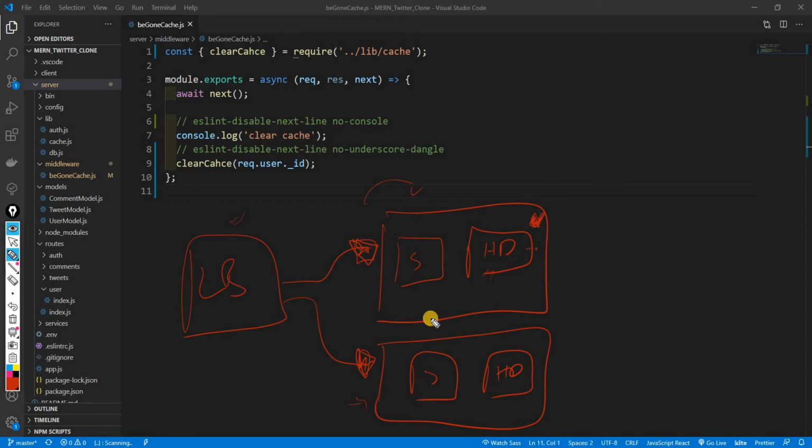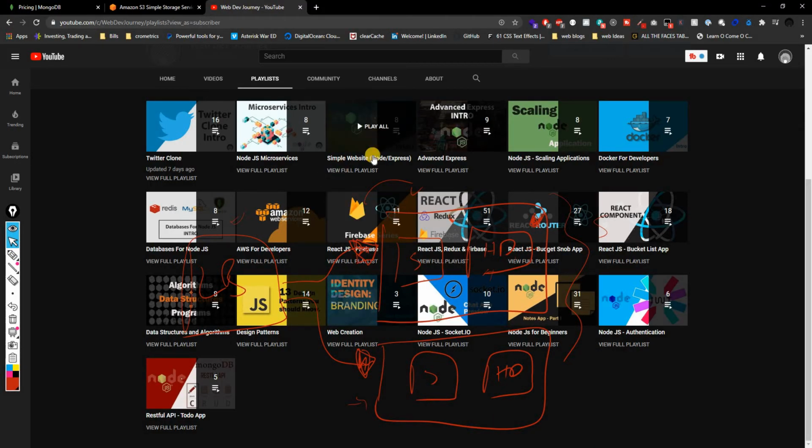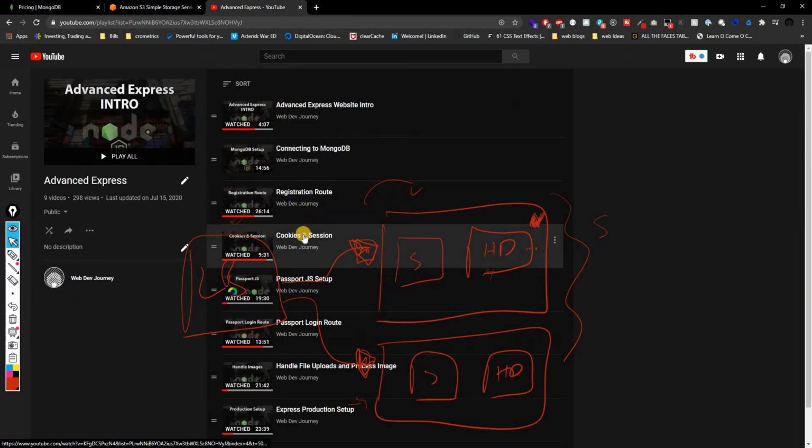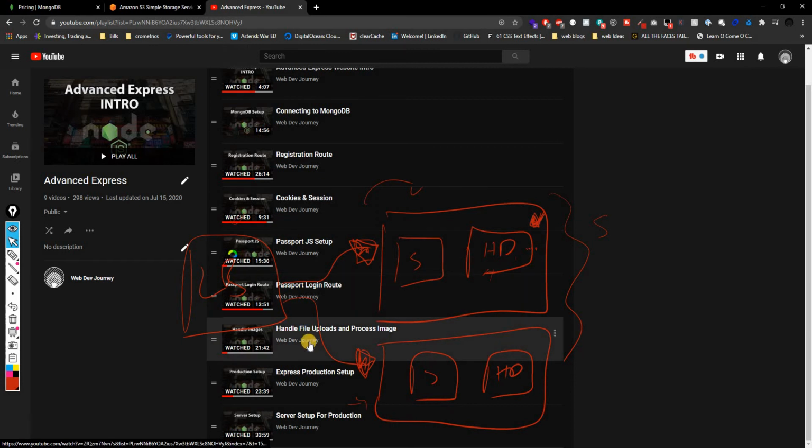Now, the example that I have for this, I think it's called Simple. Let me put it up. Hold on. Okay, right here. I think it was this one, or Advanced Express. Wow, which one is it? I think it was this one, where we saved our images. Yep, here it is. Handle file uploads and process images.